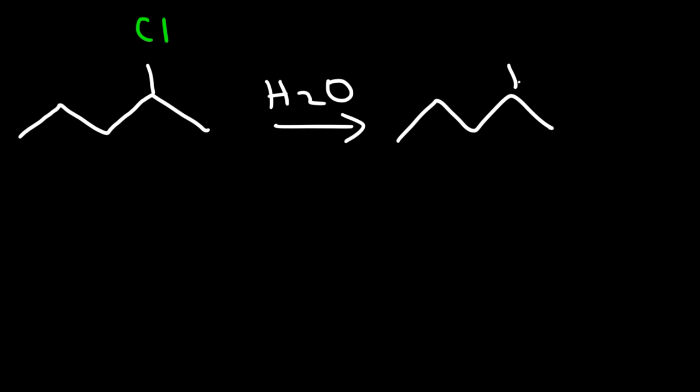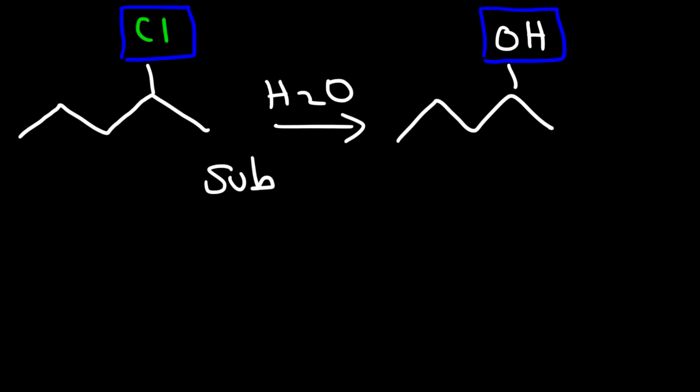Now let's say if we have this molecule, 2-chloropentane, and let's react it with water. One of the products that we can get in this reaction will be 2-pentanol. And what type of reaction do you think this is? Notice that we replace a chlorine atom with an OH group. So we've substituted the chlorine atom with an OH group. So this is called a substitution reaction.